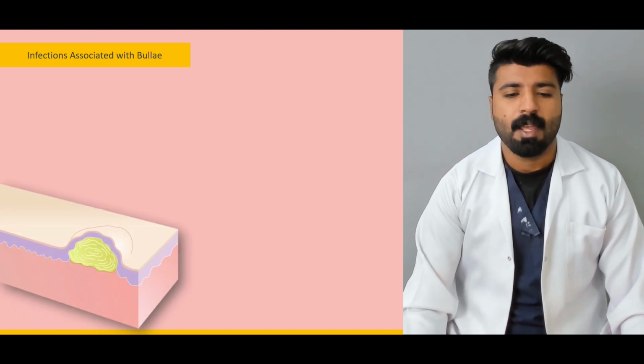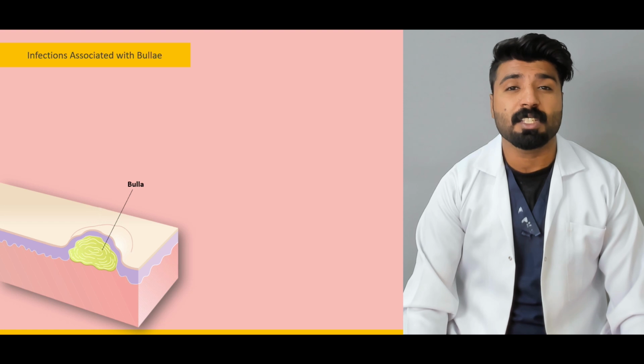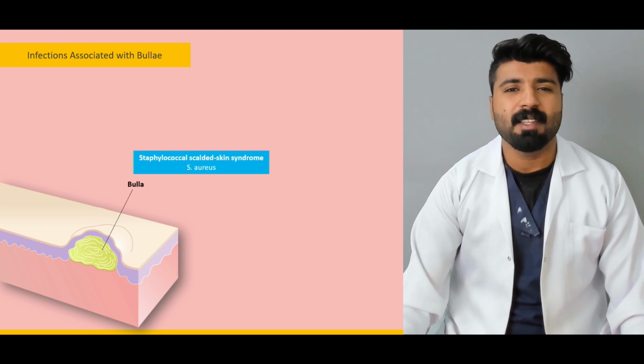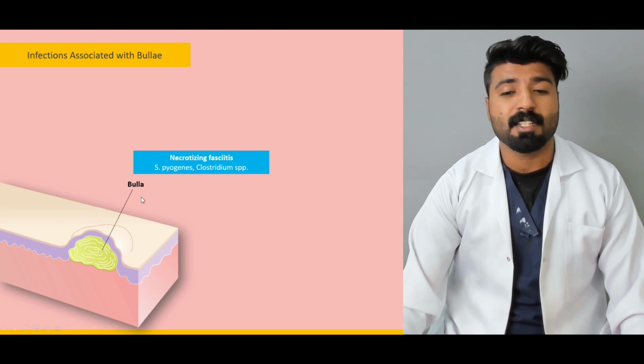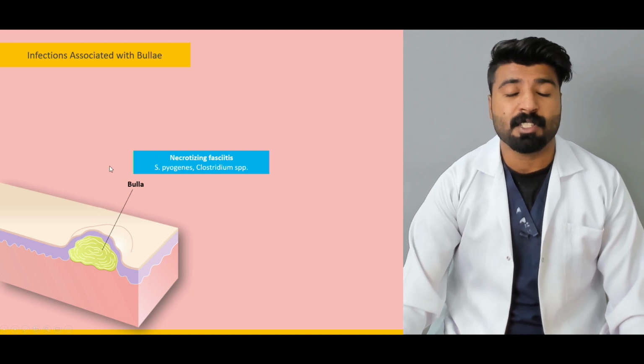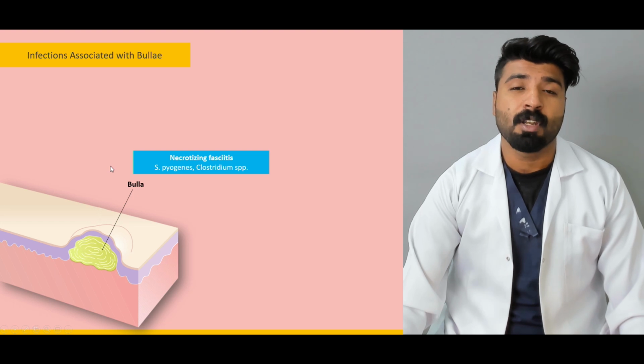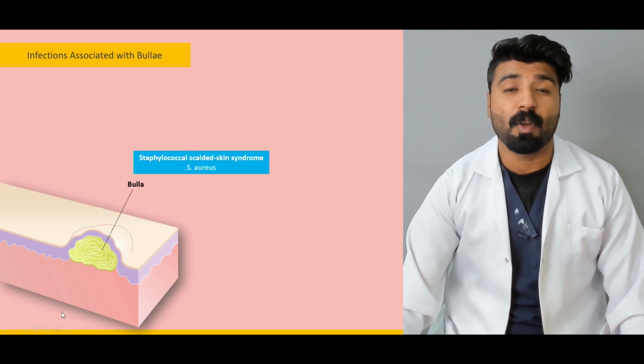Now what is bulla? You might be wondering, what is bulla? Bulla is actually a space or a sac which contains serous fluid. Bulla is a sac which contains serous fluid. As you can see, this is the formation of bulla. It's a sac which contains serous fluid. Now it is caused by either staphylococcal scalded skin syndrome, like Staphylococcus aureus, or it can be happening because of necrotizing fasciitis, which is caused by Streptococcus pyogenes and Clostridium species. We're going to talk about necrotizing fasciitis in detail.